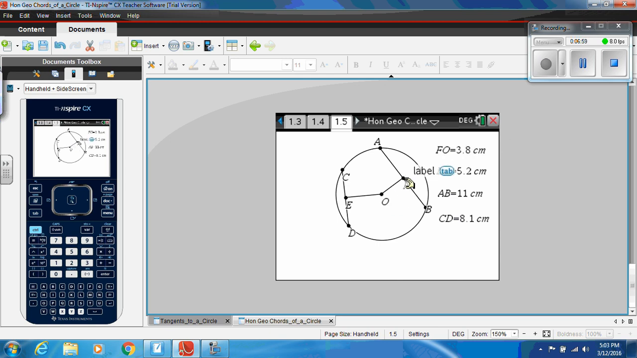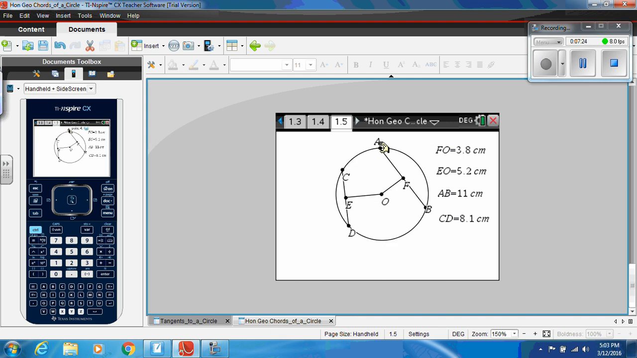FO is the distance from AB to that center O, and EO is the distance from this chord to the center. And remember, if we're talking about distance from a line to a point, we always mean the perpendicular distance. So this angle at E, those are 90-degree angles. This angle at F, those are 90-degree angles. So right now, nothing matches, and it's not very interesting.